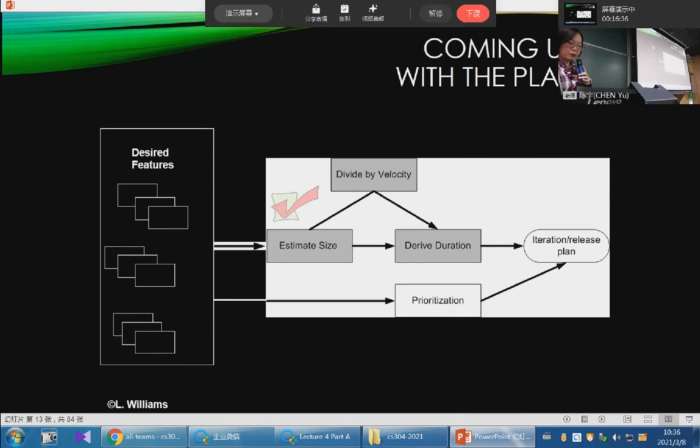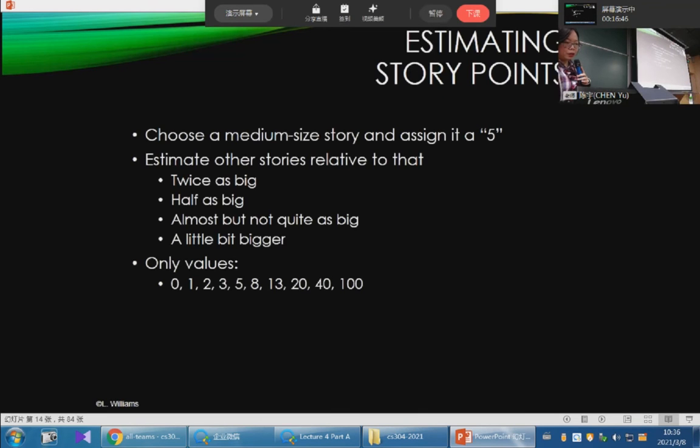And then when you are estimating the size, that gives you an estimation of the velocity. Estimating the size is related to the game that we're going to play. Usually when you are estimating a size, there is a guideline. The guideline is that you want to choose a medium-size story, because with a medium-size story, you usually know that you don't need to spend so much time.